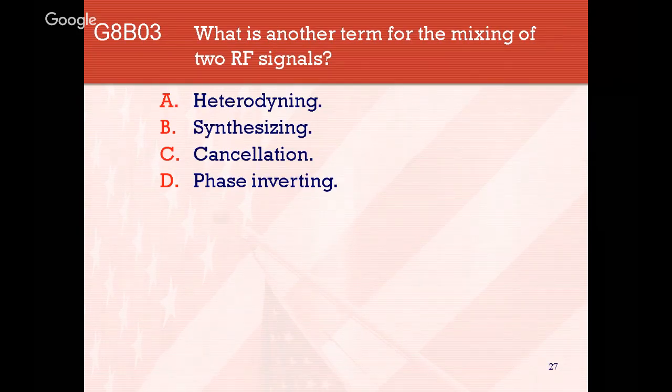What is another term for the mixing of two RF signals? Remember, we got into that explanation of Latin of what hetero and dyne means, and it's not anything sexual or anything. But heterodyning is the term for mixing the two RF signals.